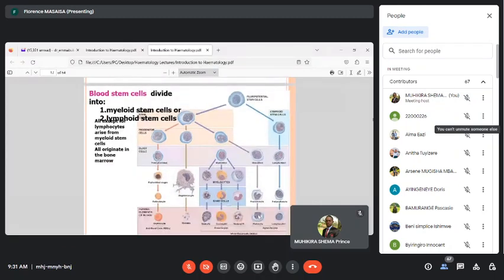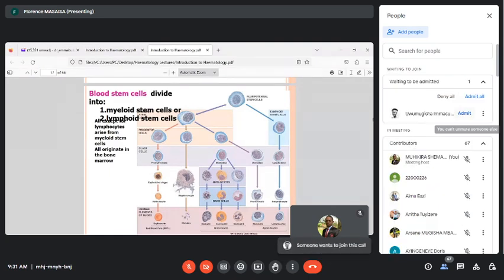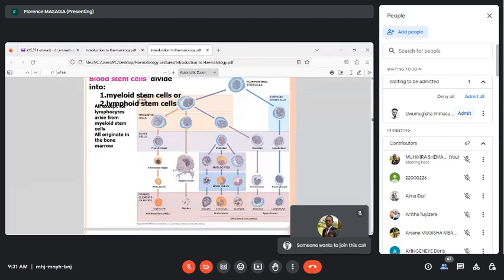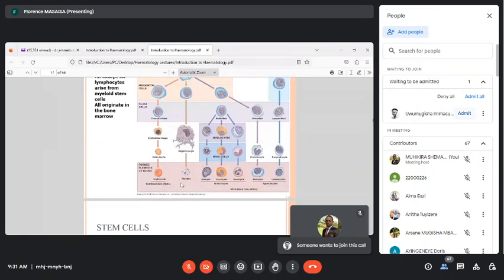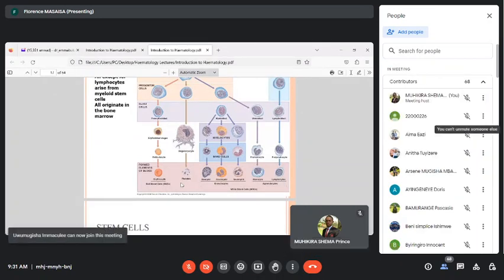The second one is also the same picture, showing how the progenitor cells are differentiating and maturing into blood cells, and the mature blood cells are the ones to be found in the peripheral blood. Is it clear for everyone?